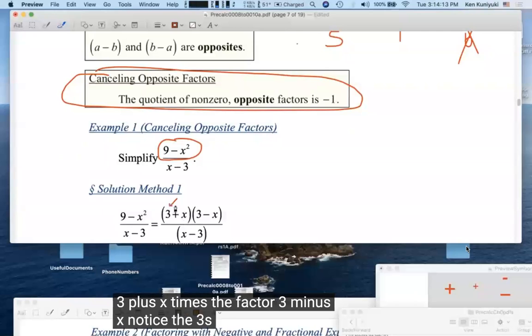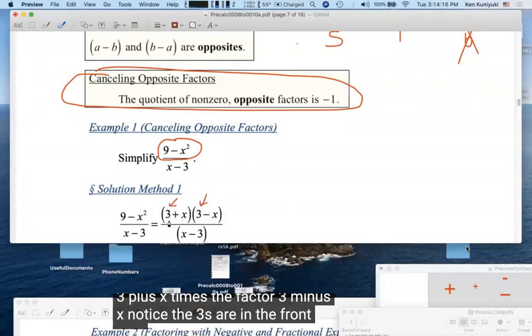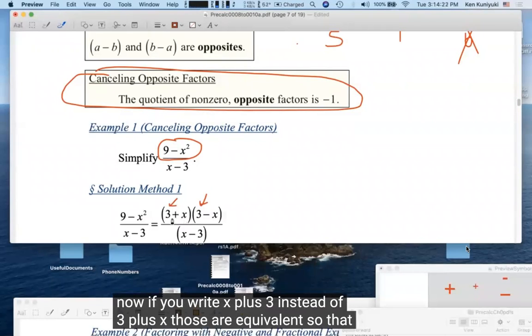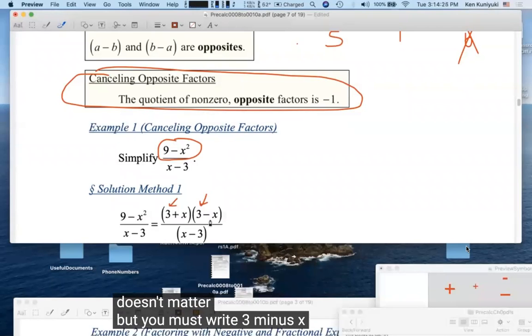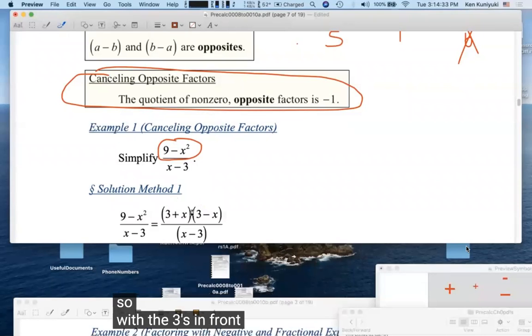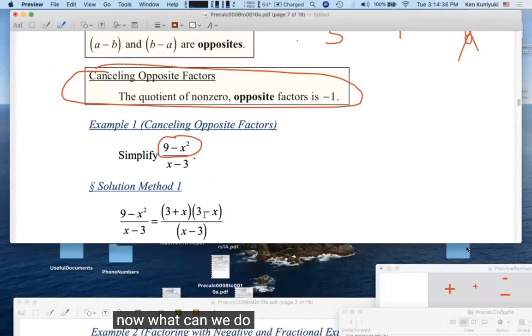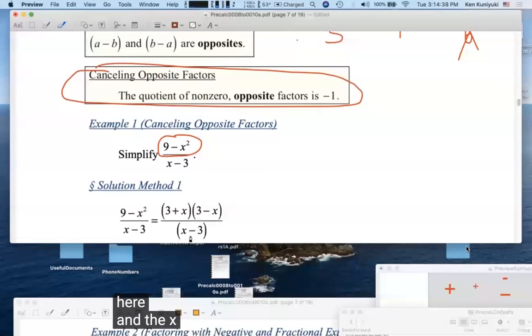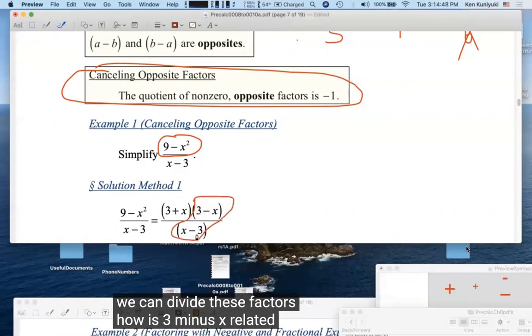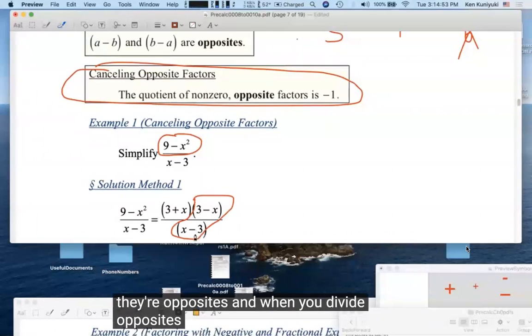Notice the 3's are in the front. Now, if you write x plus 3 instead of 3 plus x, those are equivalent, so that doesn't matter. But you must write 3 minus x and not x minus 3. So you can factor 9 minus x squared like so, with the 3's in front. Now, what can we do with the 3 minus x up here and the x minus 3 down here? We can divide these factors. How is 3 minus x related to x minus 3? They're opposites. And when you divide opposites, what number do you get?